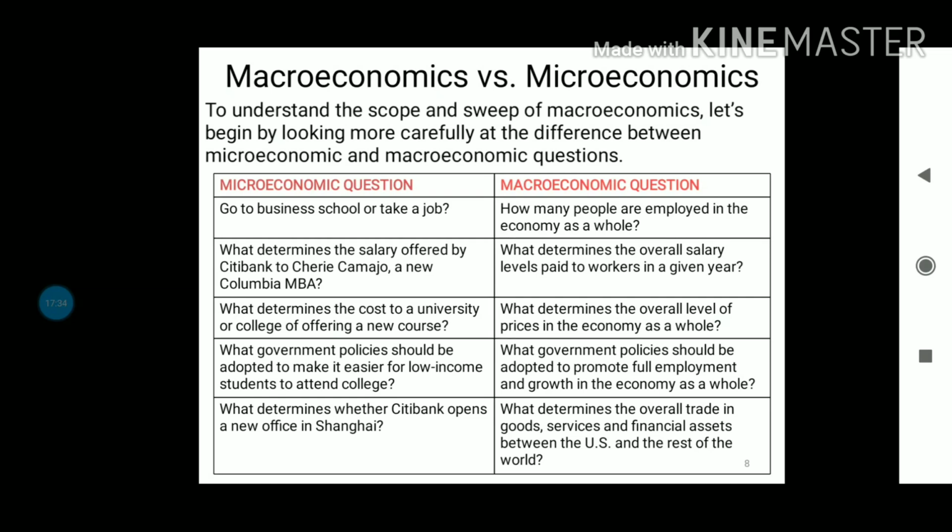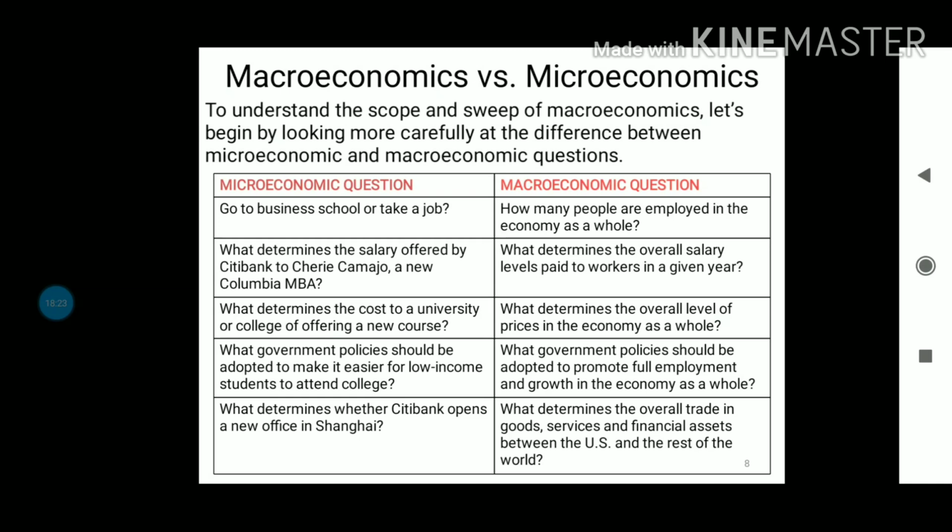What government policy should be adopted to make it easier for low income students to attend colleges? It is a question related to microeconomics. And in macroeconomics, what government policies should be adopted to promote full employment and growth in the economy as a whole. In microeconomics, what determines whether Citibank opens a new office in Shanghai, and in macroeconomics, we ask what determines the overall trade in goods, services, and financial assets between the US and the rest of the world. In this table, we have tried to explain the core areas of microeconomics and macroeconomics in comparison.